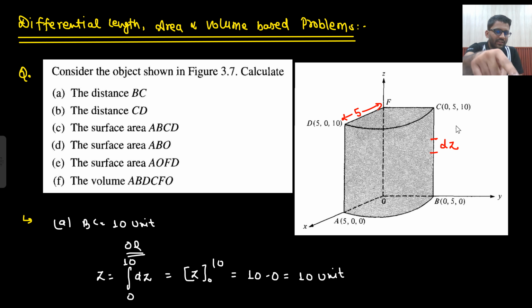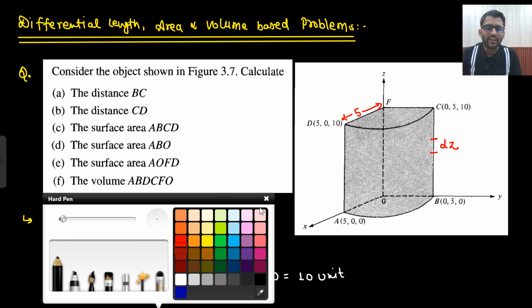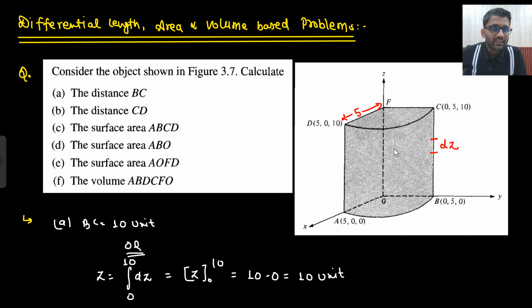If you are moving across CD, then what is changing? Your value of phi is changing. Are you getting this point? The value of R is constant, that is 5. Here also R is 5. The value of Z is also constant, Z is 10 only, because the height is constant. What is changing? Phi is changing.